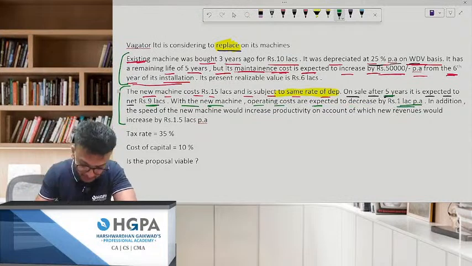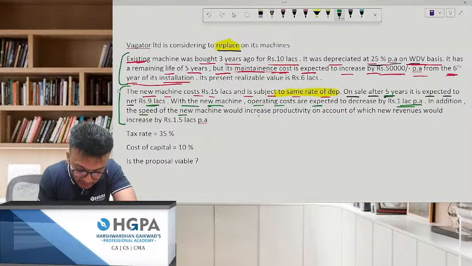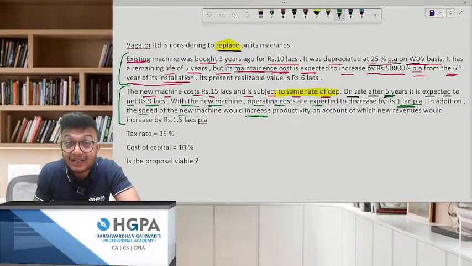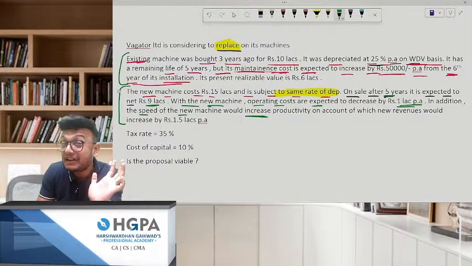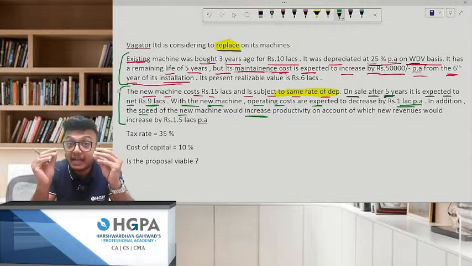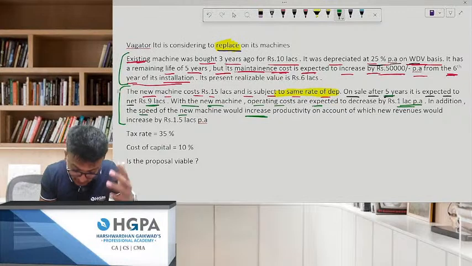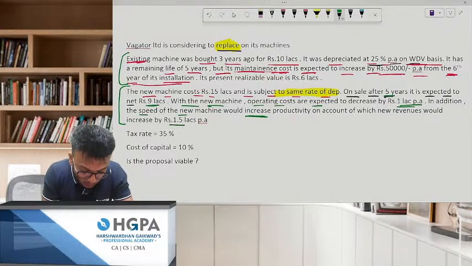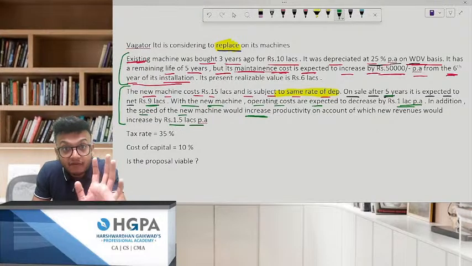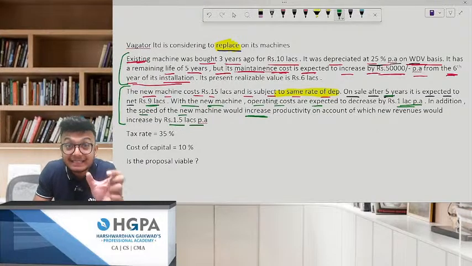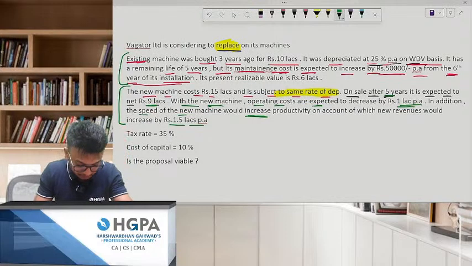Okay, now, sir. In addition, the speed of the new machine would increase the productivity. They're talking about the incremental figures. See, whenever replacement is there, we need to compute by the incremental method only. So they have already given you, because of this, the increase would be how much? 1.5 lakh. That is 1,50,000 per annum. That is the increase. Okay.